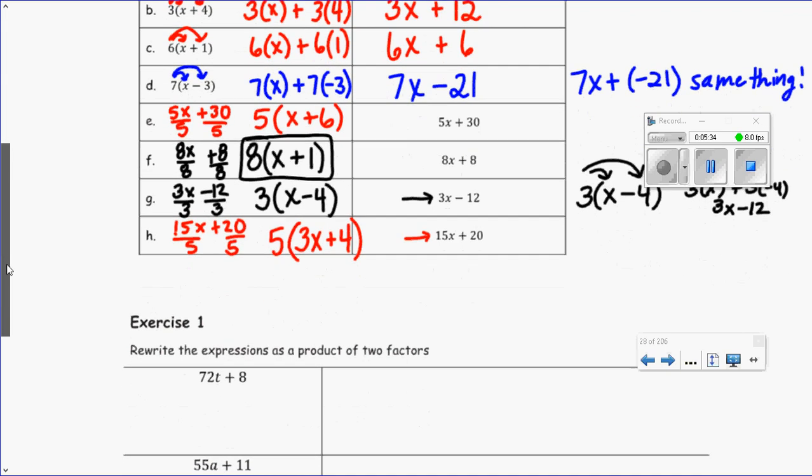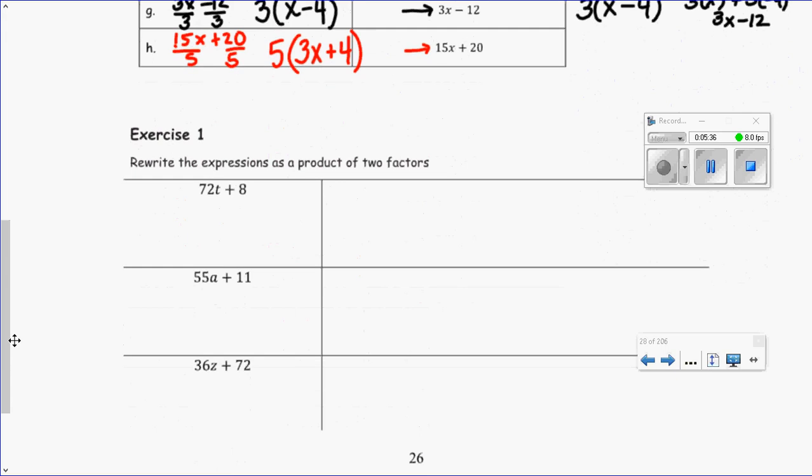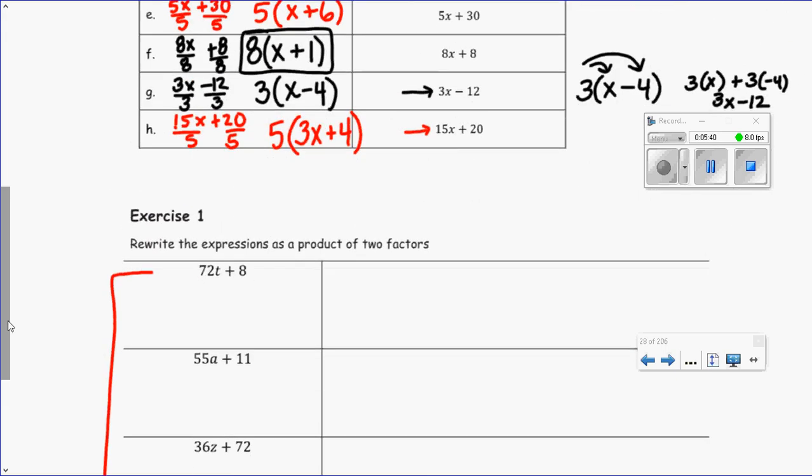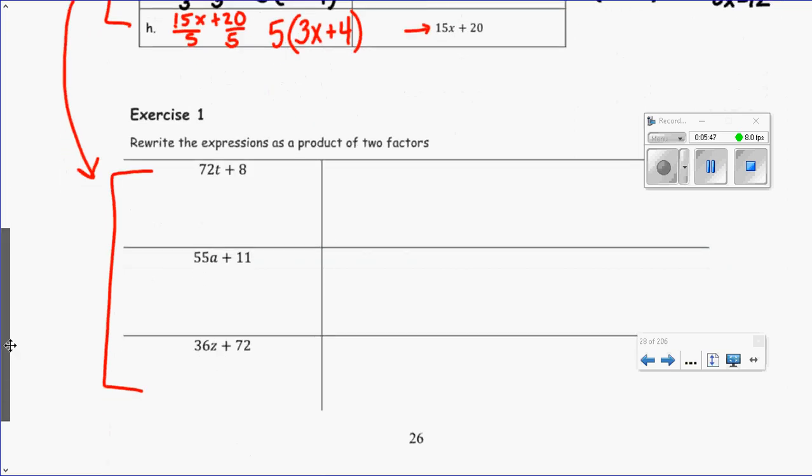All right, exercise 1. Go ahead and try these 3 on your own now that you've seen how to do it up above. Okay, so use these examples to help you with these 3 examples. Pause it, and then I'm going to write the final answers in as soon as you have it unpaused. So if you haven't paused it, go ahead and pause it now.